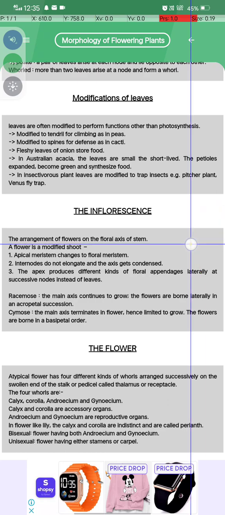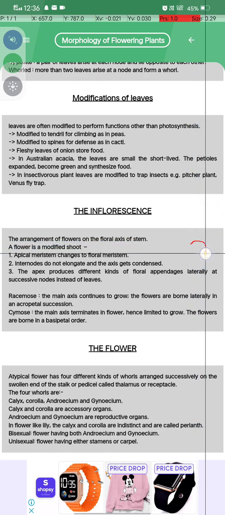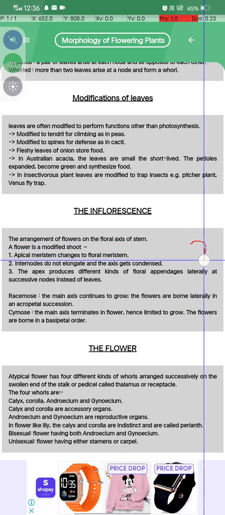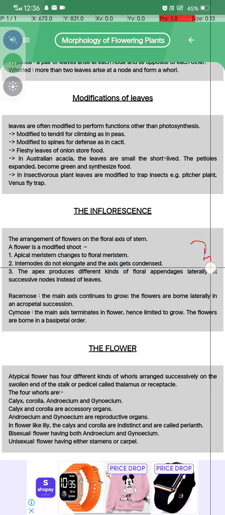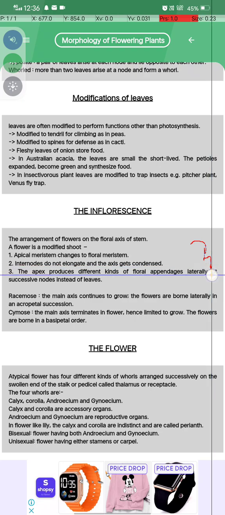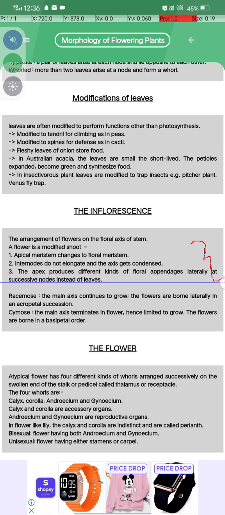What is inflorescence? The arrangement of flowers on the floral axis. The apical meristem of the shoot changes to a floral meristem, and the internodes do not elongate. The axis gets condensed, and the apex produces different kinds of floral appendages laterally at the successive nodes, instead of leaves.